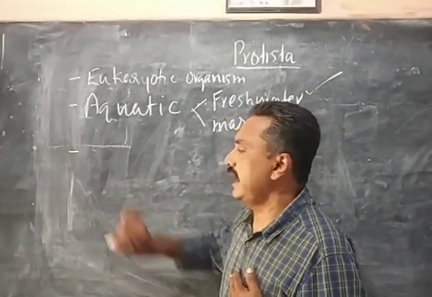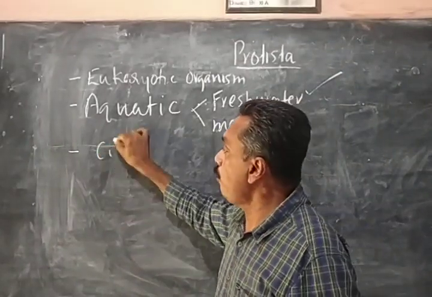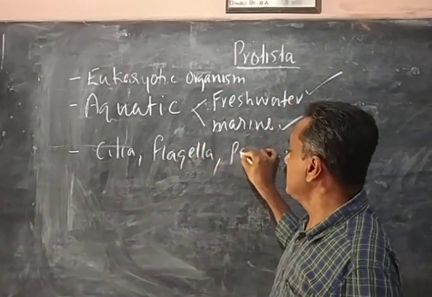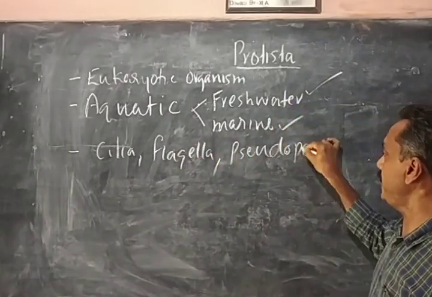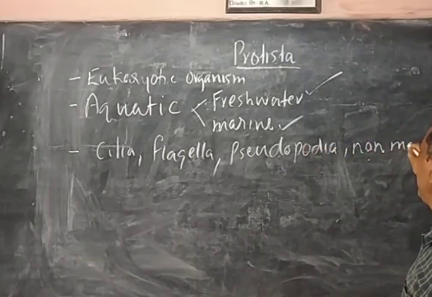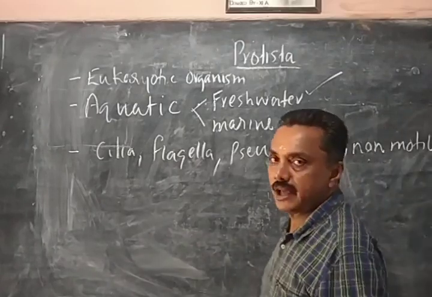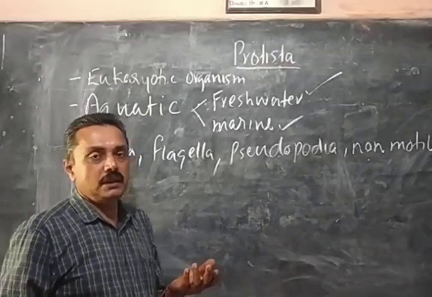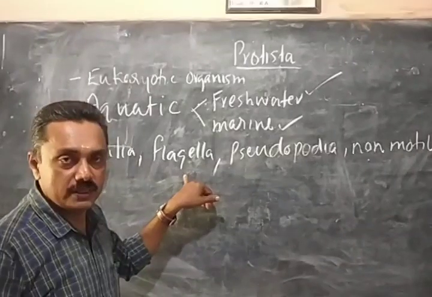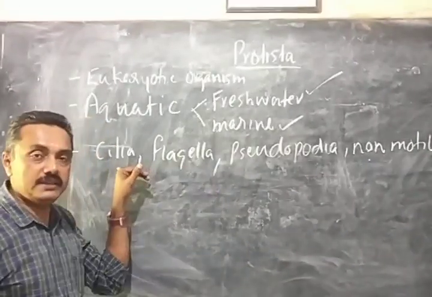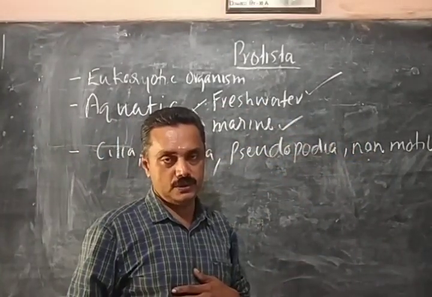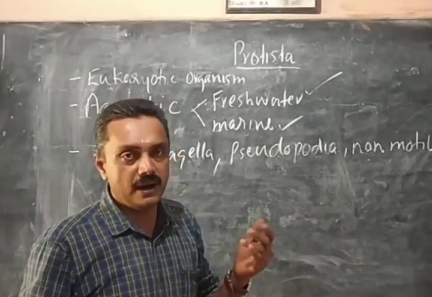And third point, remember that most of them move with cilia, some move with flagella, some move with pseudopodia like amoeba, and some are non-motile. Different characters will come regarding their motility. Amoeba moves with pseudopodia. Euglena moves with flagella, paramecium moves with cilia, and slime molds are non-motile. So different types of characters come under that group.